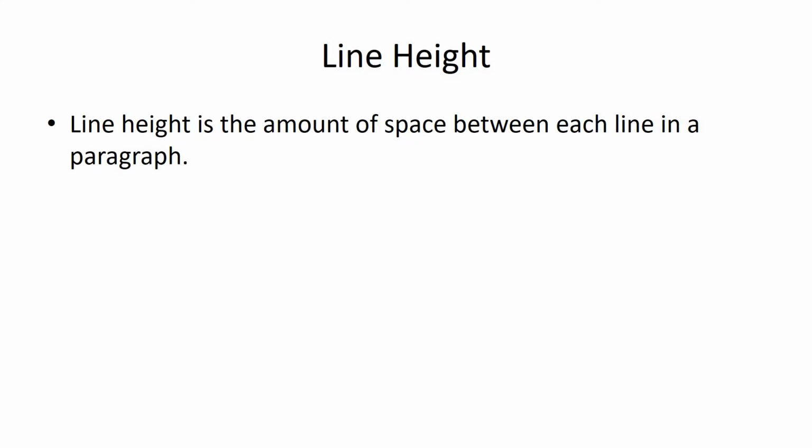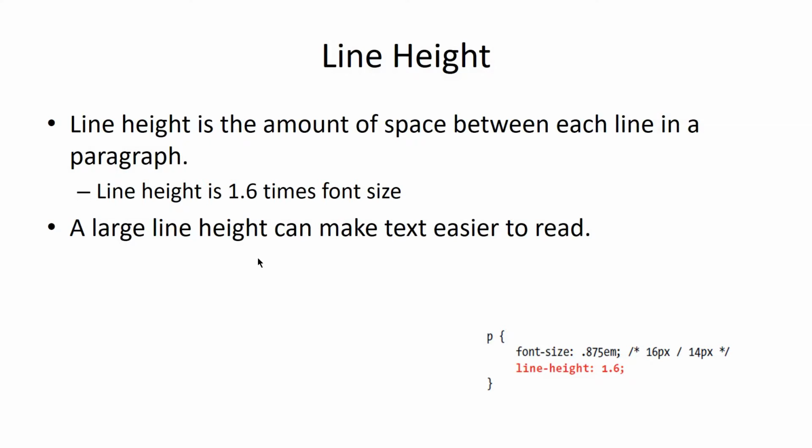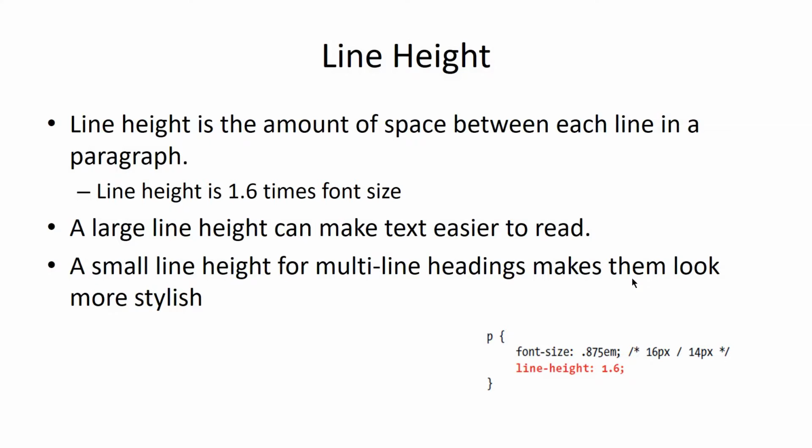So it's also possible to set the line height. Line height is the space between the lines in a paragraph. It can be changed using the line-height property followed by a value. In this example, the line height is 1.6 times the font size, so you have a fairly large gap between the lines in a paragraph. A large line height can make text easier to read, and a small line height for multiple-line headings can make them look more stylish.